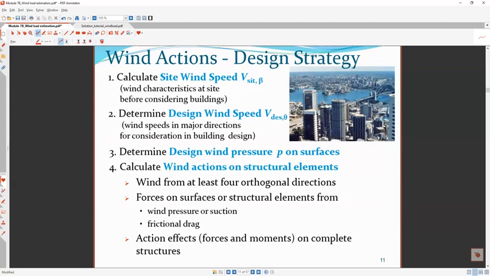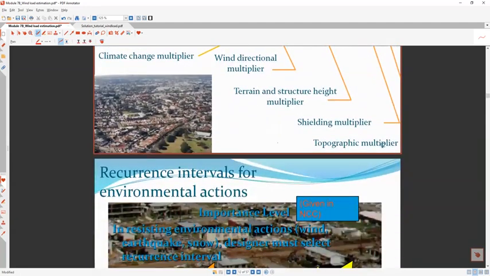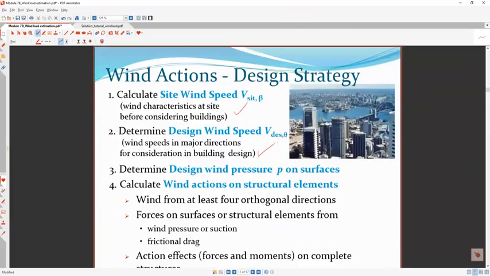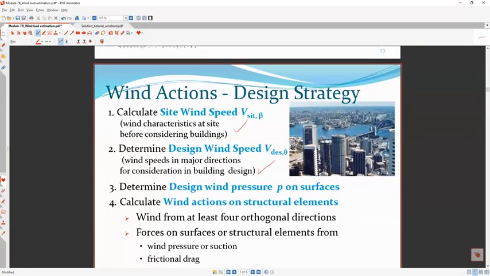Now, what is the design strategy? The design strategy is to calculate the site wind speed, V site beta, with the characteristic at the site before considering the building, and from that you derive the design wind speed. You see the notation V site beta. Beta means the 8 cardinal directions we are talking about: north, south, east, west, northwest, all these things. That comes from the standard figure, so look into AS/NZS 1170.2. And site speed means, if you are constructing a building here in the open field, what is the speed there?